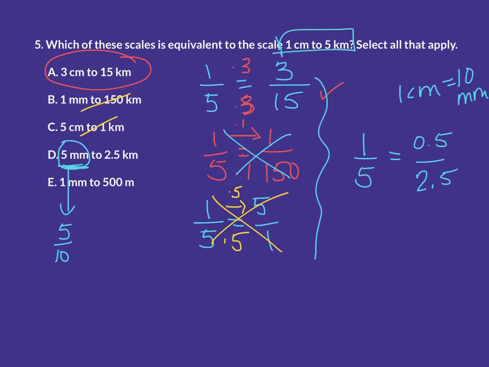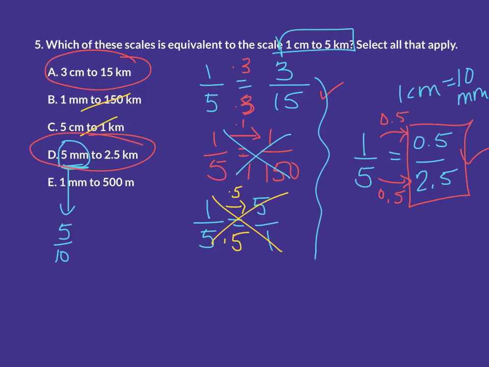Now, if I know that I'm multiplying to get from 1 to 0.5, I'm either multiplying by 1/2 or multiplying by 0.5. That is 1/2. So if I do the same thing here, find half of 5, that is also 2.5. So this one also works.